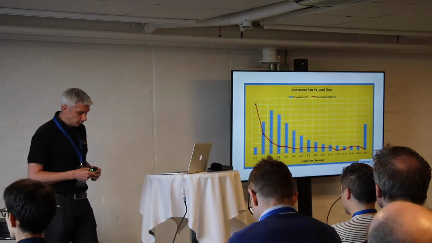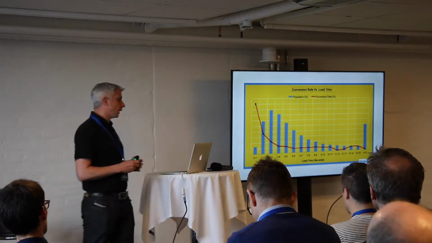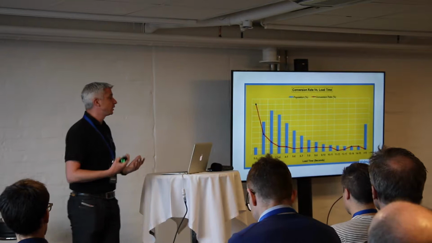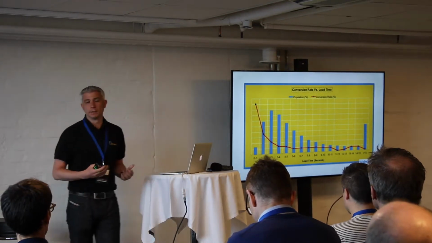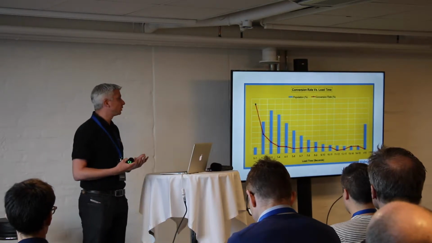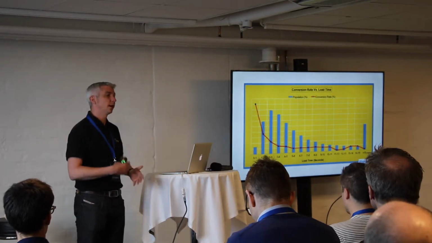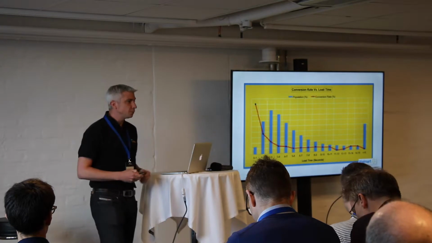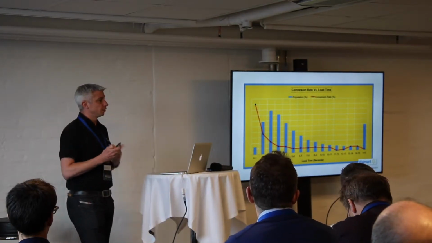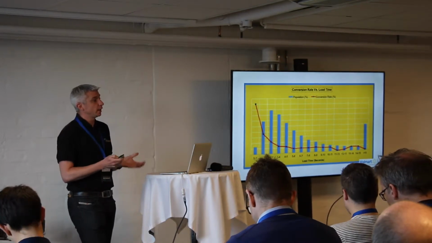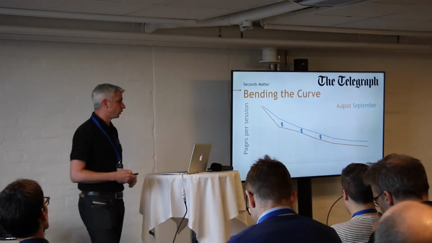This is a study from Walmart done a few years ago now, where the correlation is clear. The blue bars are the page load time, and the red line is the conversion rate. There is a correlation between the amount that something converts and how fast the page loads. So it's important that we understand how our business measures up to these stats, tying our performance back to our business metrics.